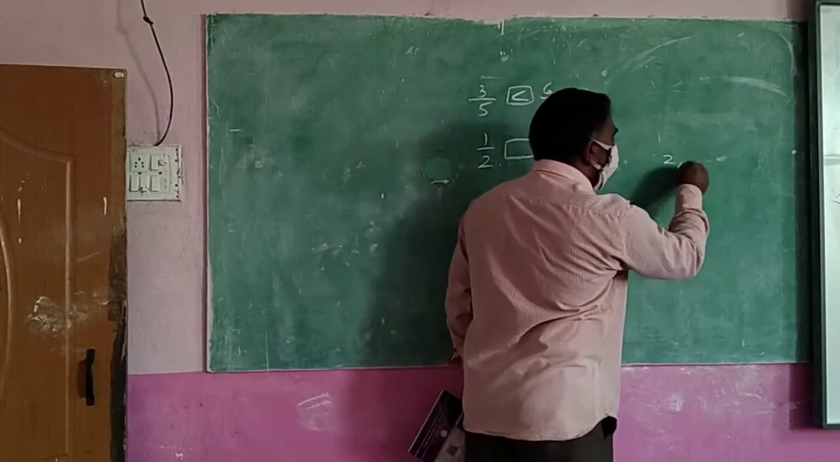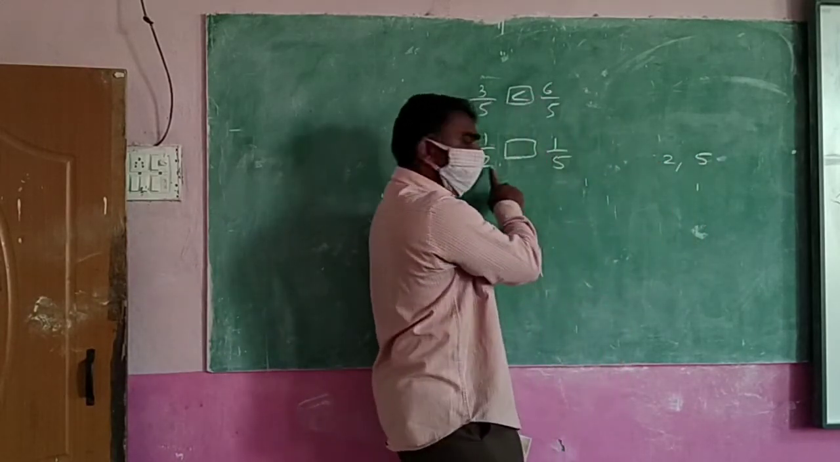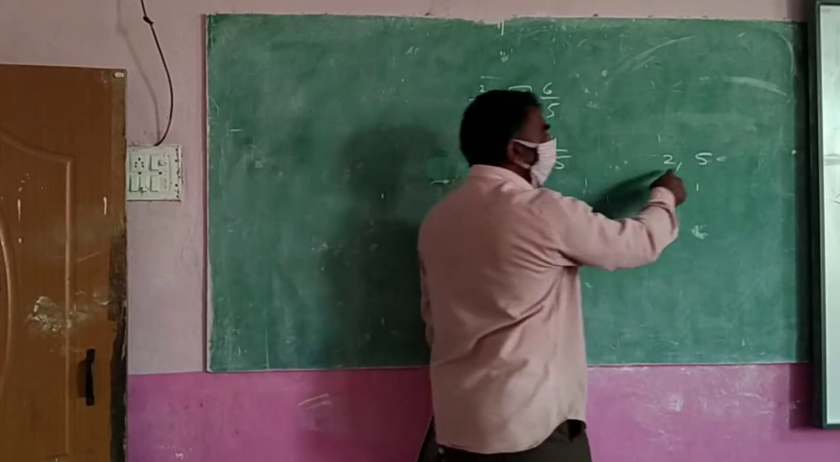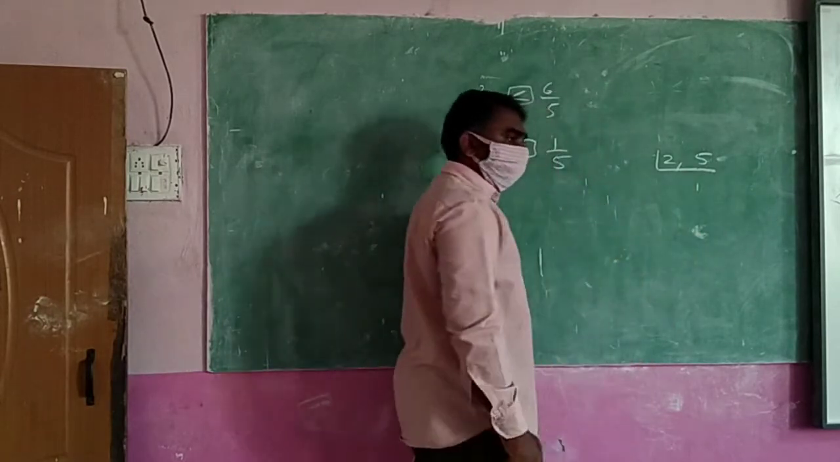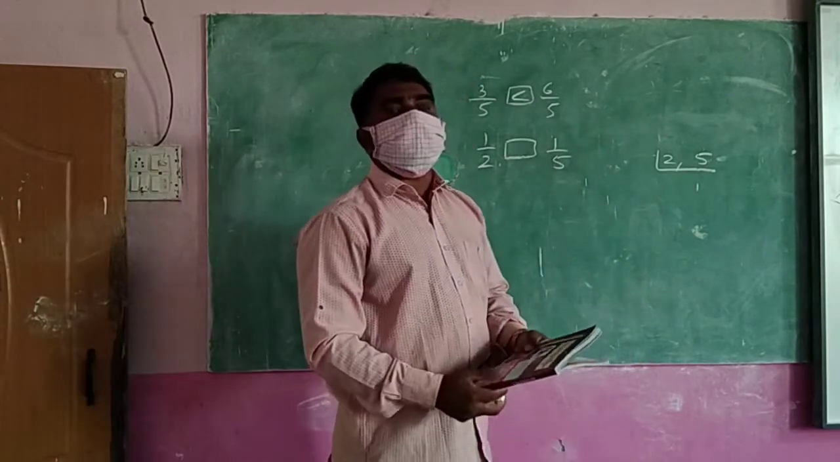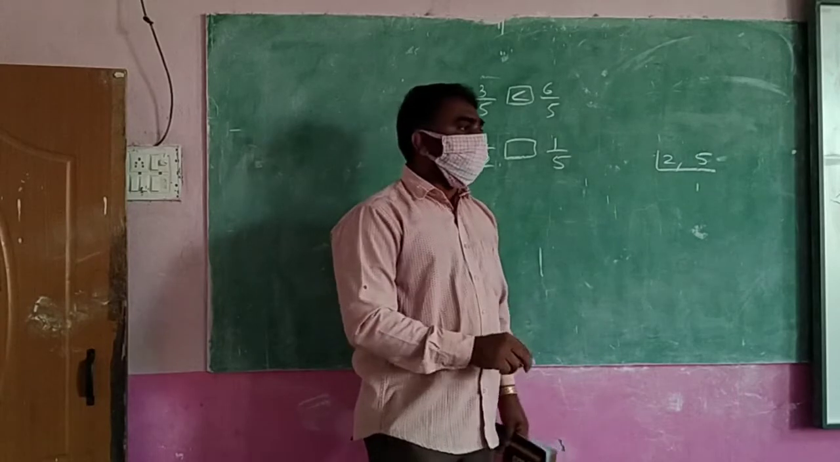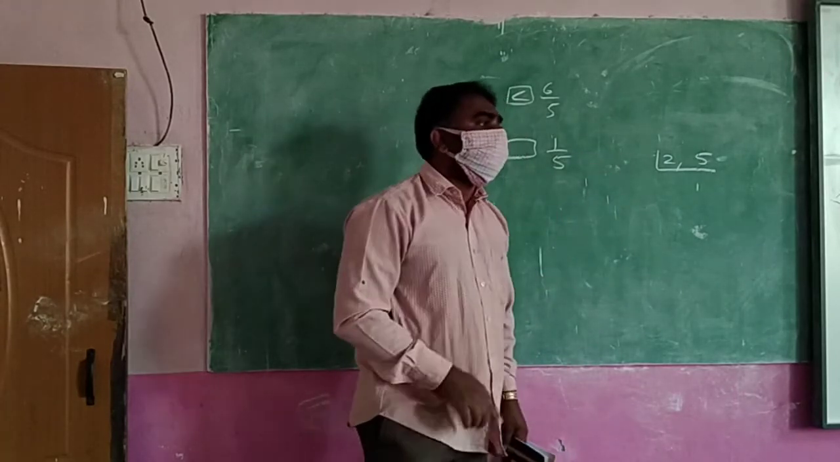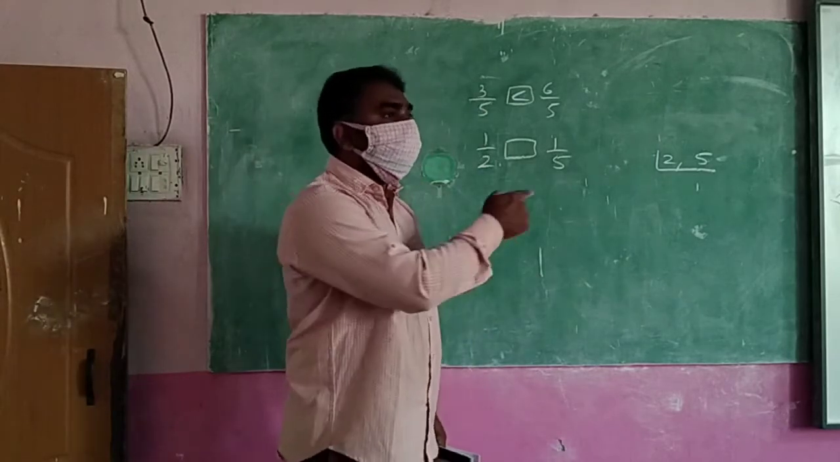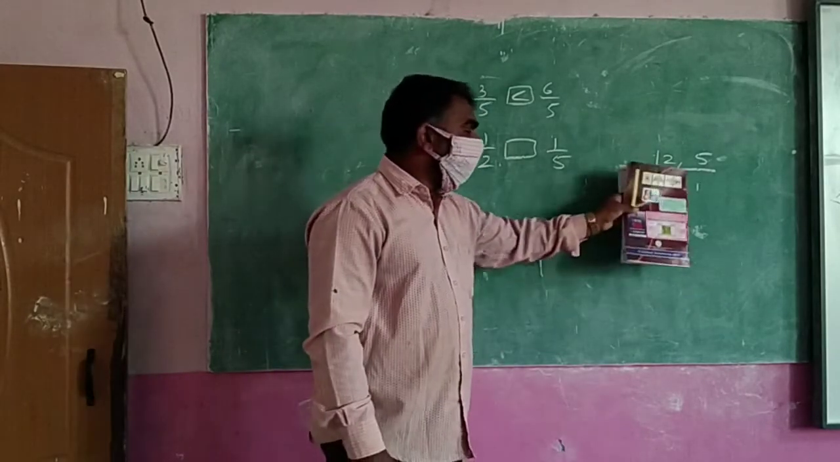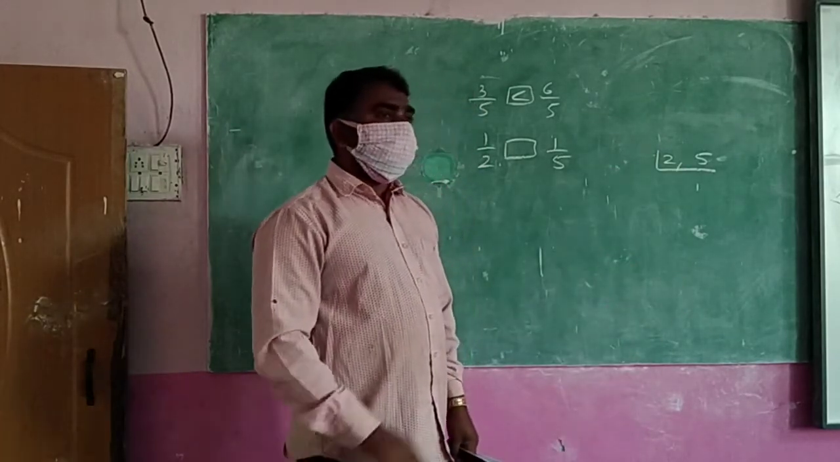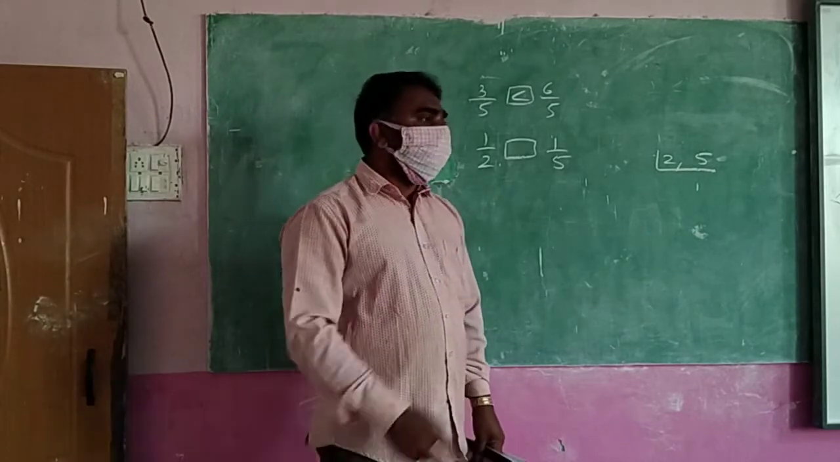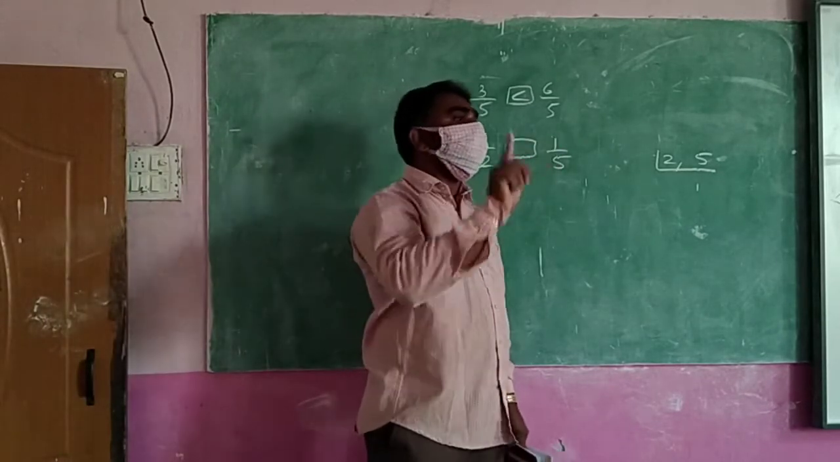We want to make these equal, so we will write them here and take the LCM. I told you the LCM method clearly: we check whether the numbers come in any table or not. If they come, we will do the division. Do 2 and 5 come in any table? No. Both numbers should come in one table only.